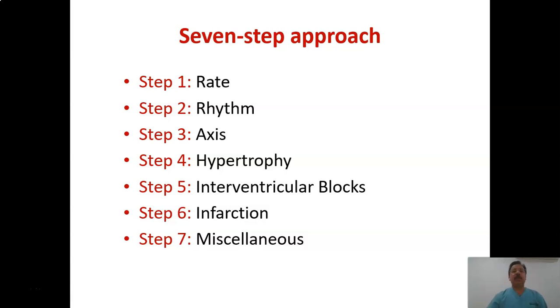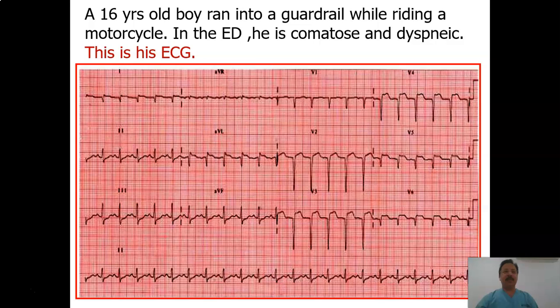So this 7-step approach we learn step by step throughout this module, and these steps include the rate, rhythm, axis, hypertrophy, interventricular blocks, infarction, and miscellaneous. Let's apply all these steps in a real-time ECG. It's a 16-year-old boy who ran into a guardrail while riding a motorbike. In the emergency department, he's comatose and dyspneic.